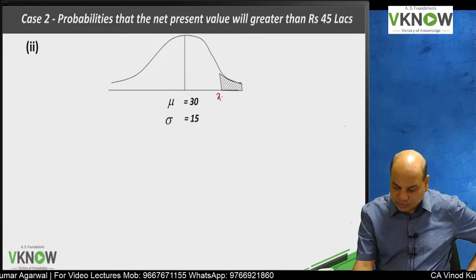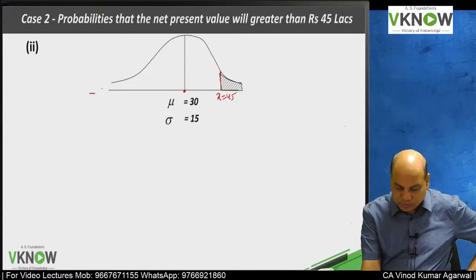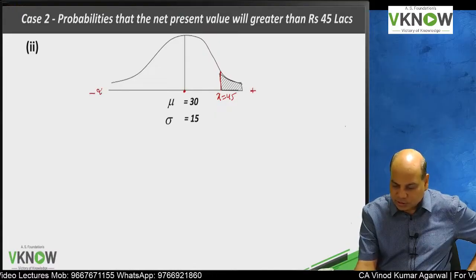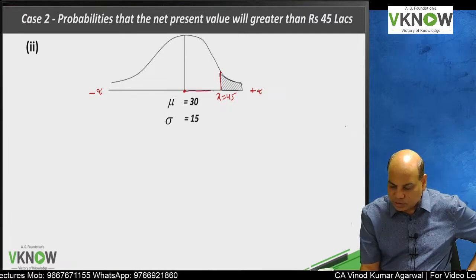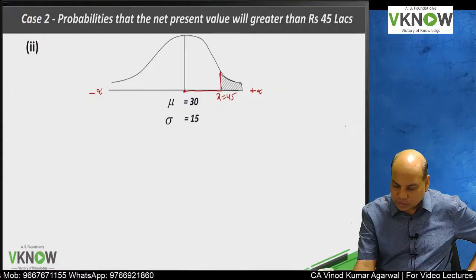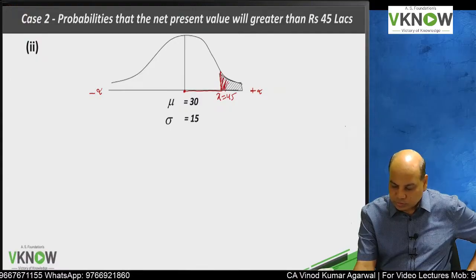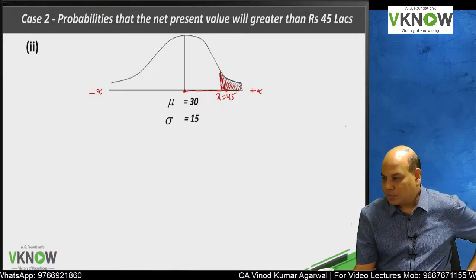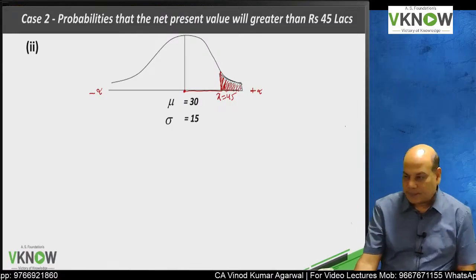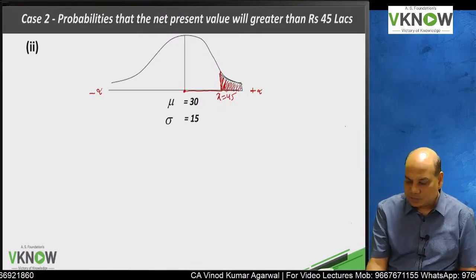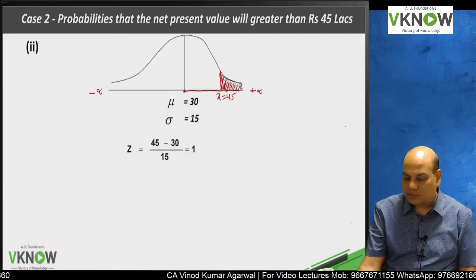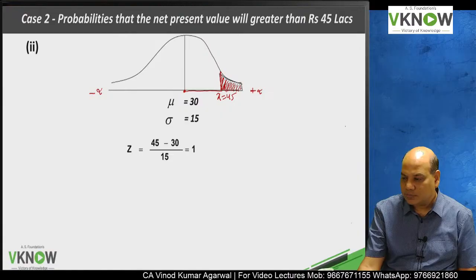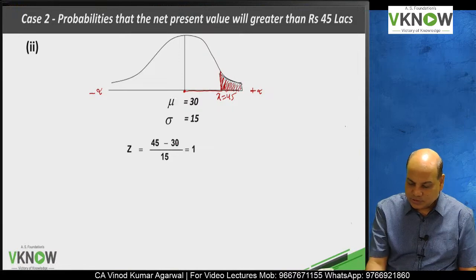So I will write here x equal to 45, because the mean is 30. The range is minus infinity to plus infinity. A number more than 30 will be on the right side, and we want more than 45. We want the probability to be more than 45. So first I'll compute the Z value. Z will be equal to 45 minus 30, x minus mu upon sigma.